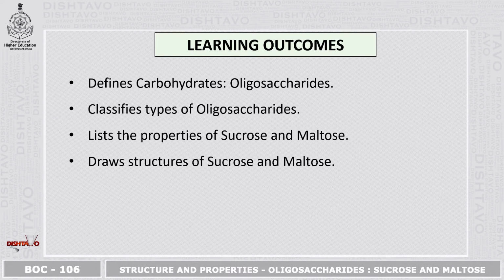Learning outcomes. At the end of the module, you will be able to define carbohydrate and oligosaccharides, classify types of oligosaccharide, list the properties of sucrose and maltose, and draw the structure of sucrose and maltose.